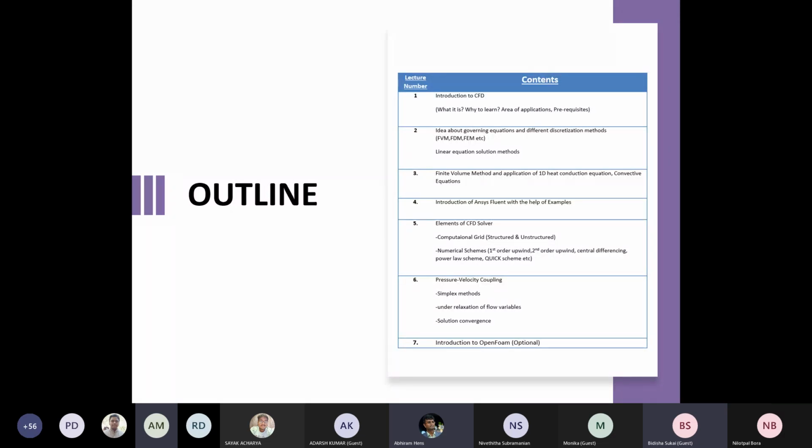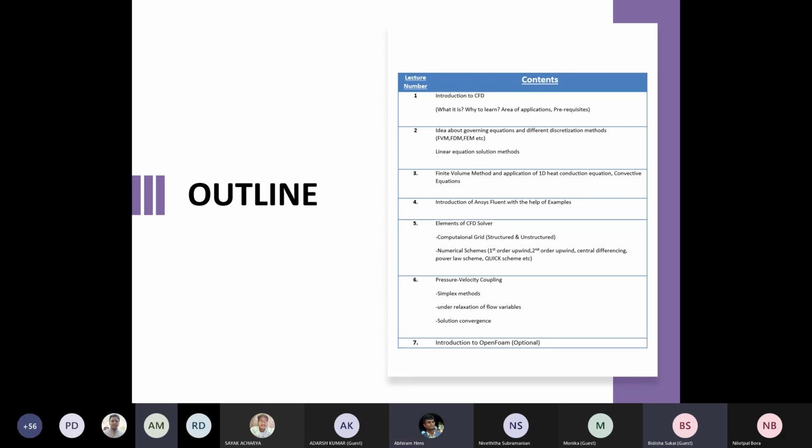The third lecture will cover the finite volume method and application to the 1D heat conduction equation, convective equations, etc. There you will get a feel for how mathematical equations can be modeled and how you can generate some fruitful results. Then in the 4th lecture, we will introduce ANSYS Fluent, a commercial software for CFD, which is well known and well accepted by both academia and industry. Then in the 5th lecture, we will cover some of the basic elements of a CFD solver: gridding details, meshing details, etc.